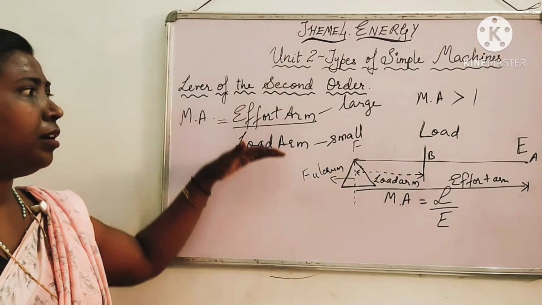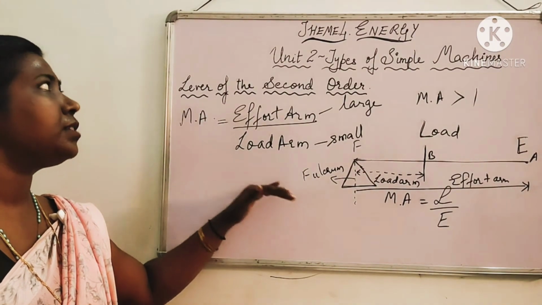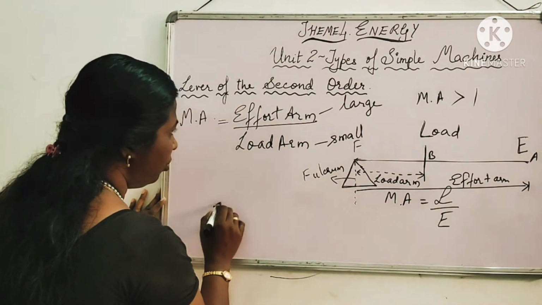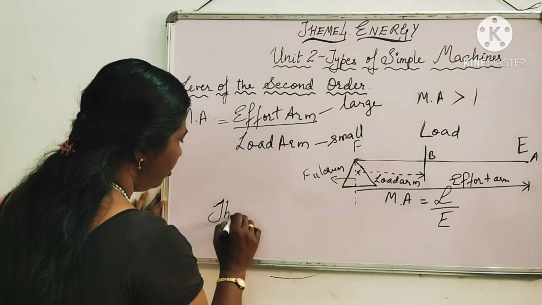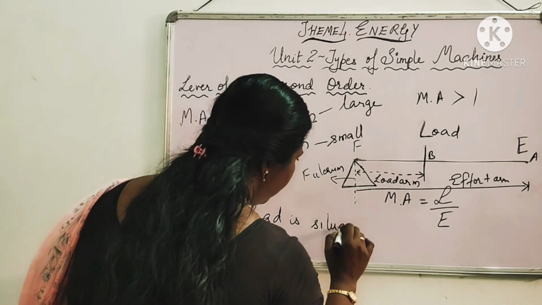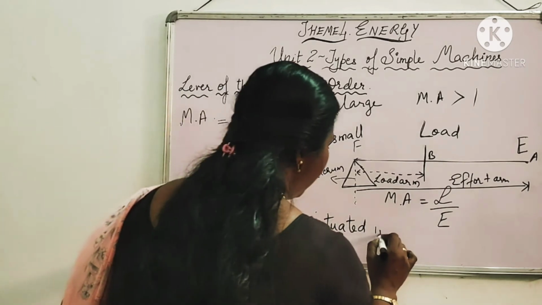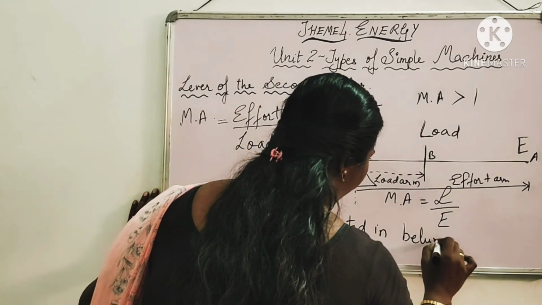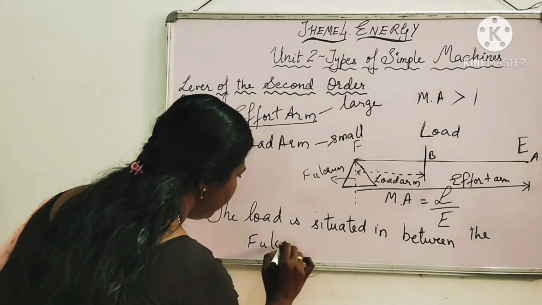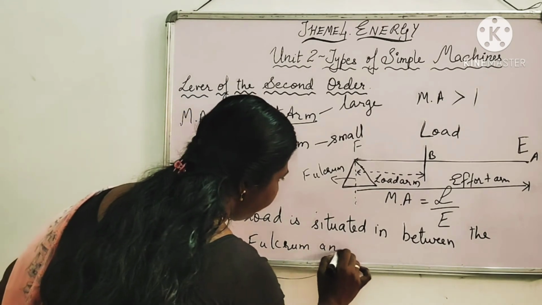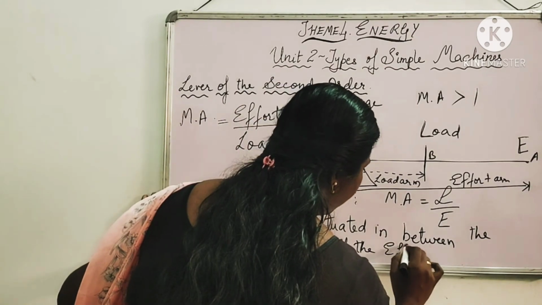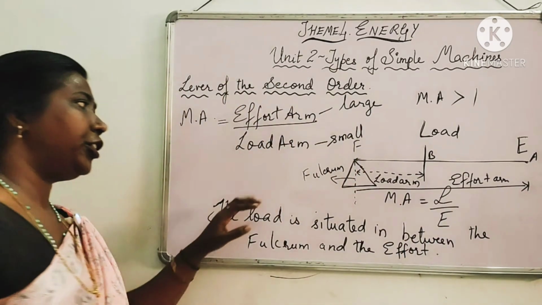Now see, this is a lever of the second order. Second order means the load is situated in between the fulcrum and the effort. Is that clear, students? So this point you have to remember.